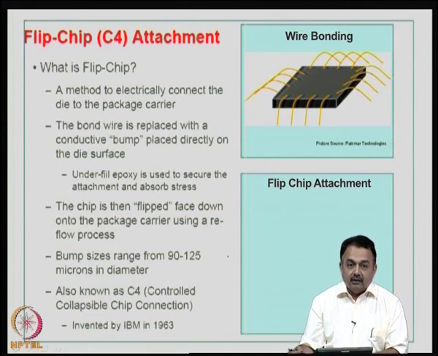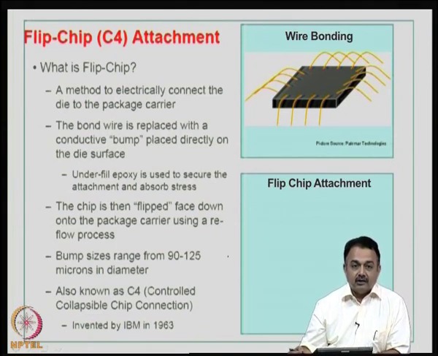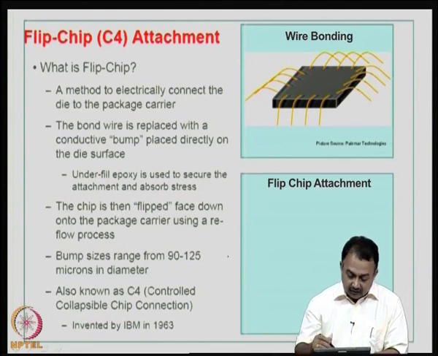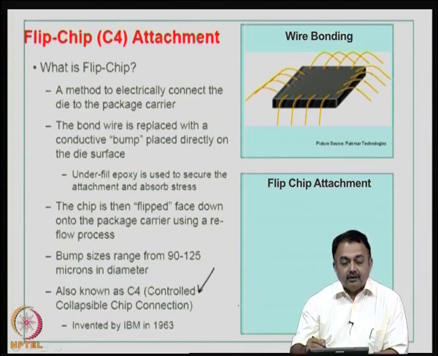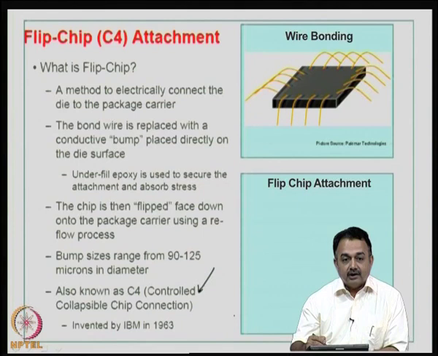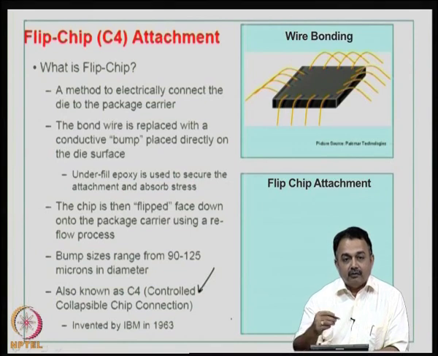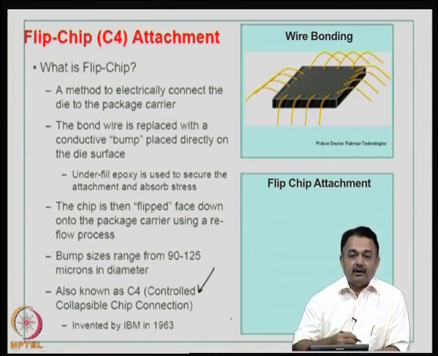So, that is TAB. Now, we come to the third chip connection choice which is known as flip chip process. It is also known as C4 process. C4 means controlled collapsible chip connection. In fact, flip chip or C4 is not a new process. It has been established by IBM way back in 1963, but the developments over the years have brought flip chip to the forefront today as compared to TAB and wire bond.